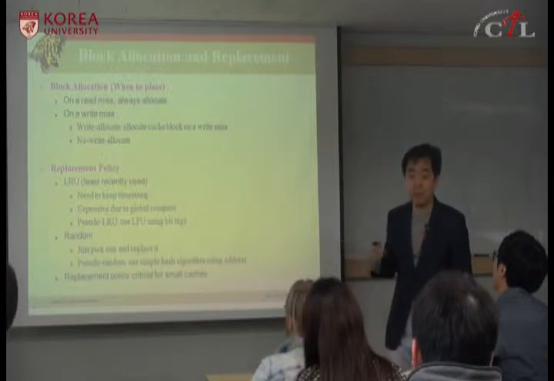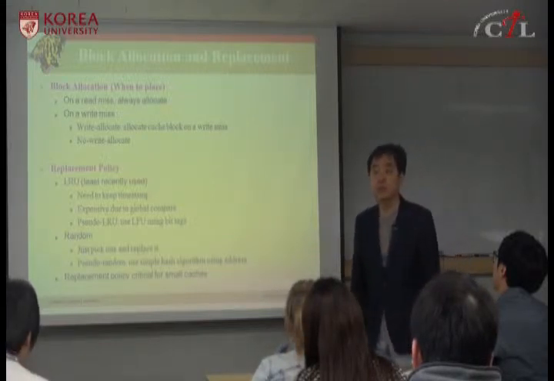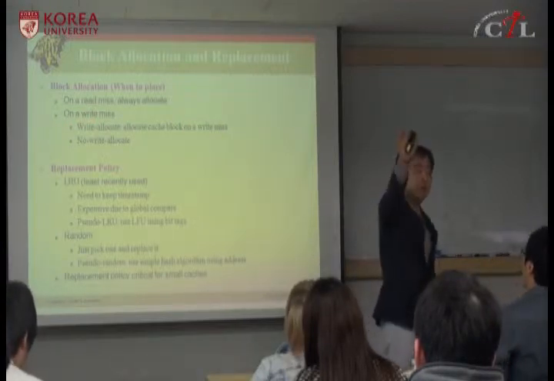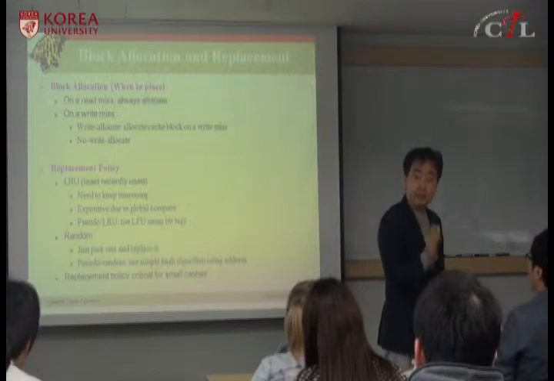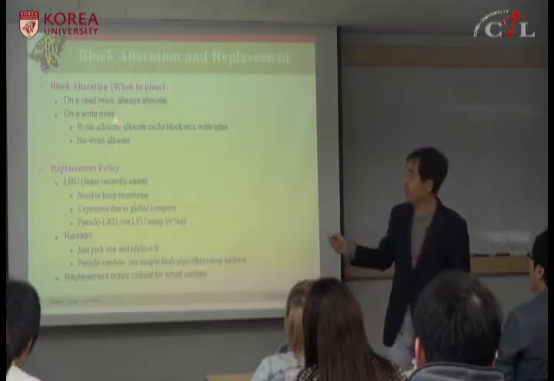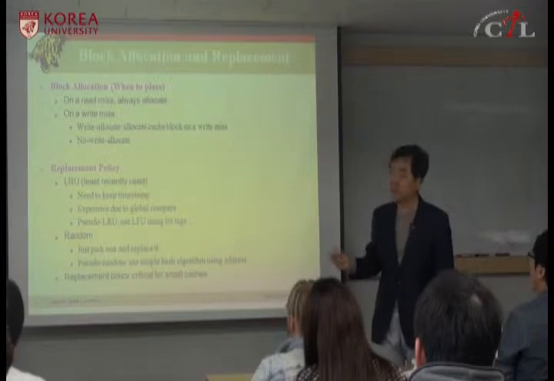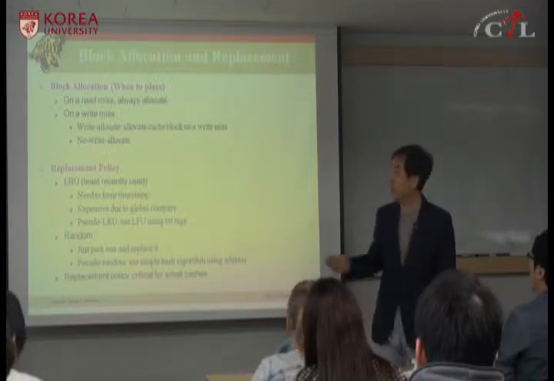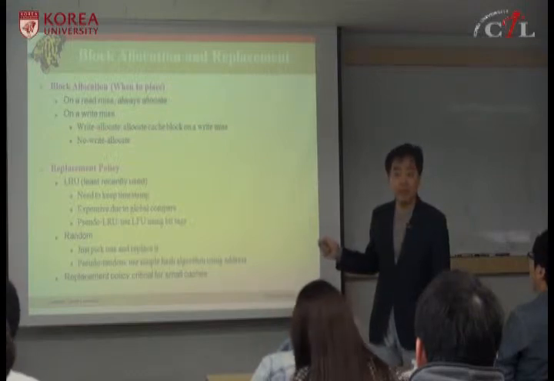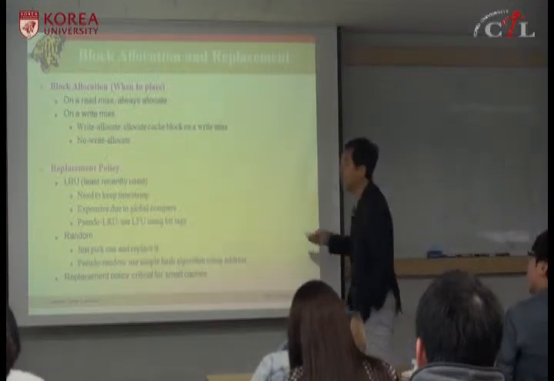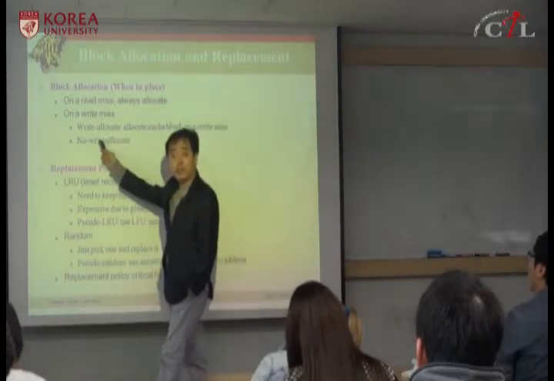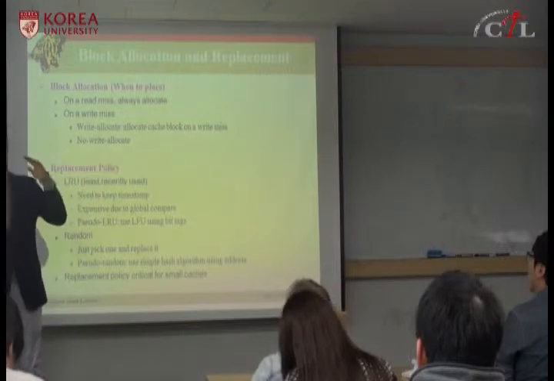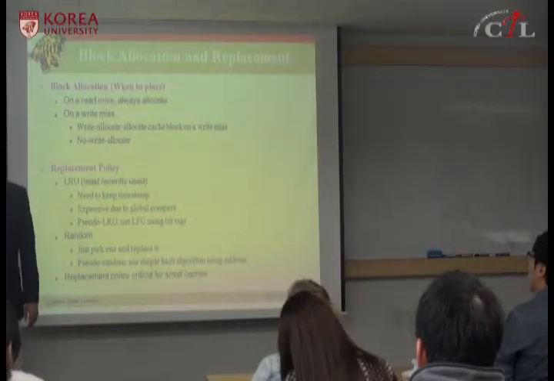On a write, a store operation, you have two options. You can allocate, which means if you miss, you bring the block into the cache and you do the write. That is called write allocate. Sometimes you bypass the cache and write into the memory directly, without allocating. That is called no write allocate. But most high performance caches are implemented using write allocate. So for both read and write, you bring the memory block into the cache.